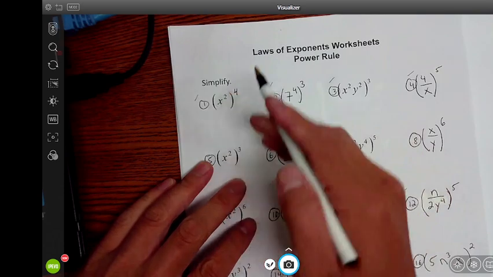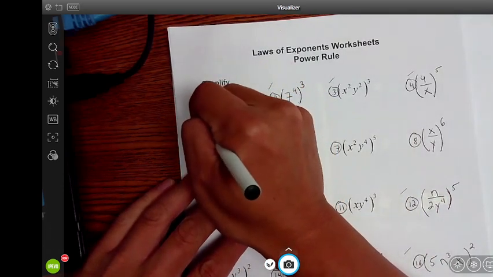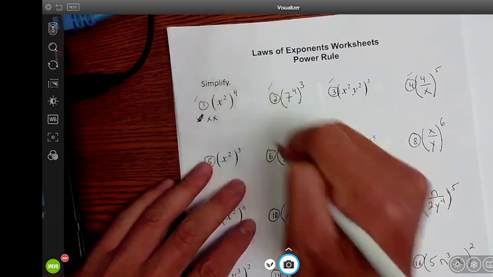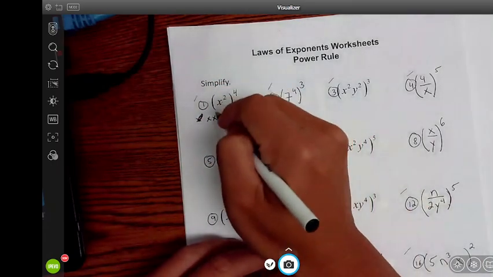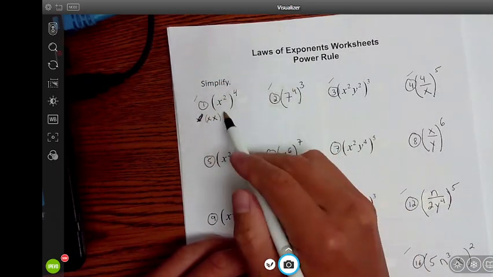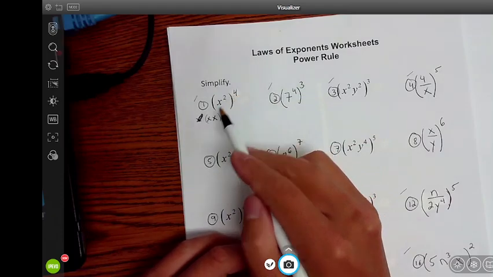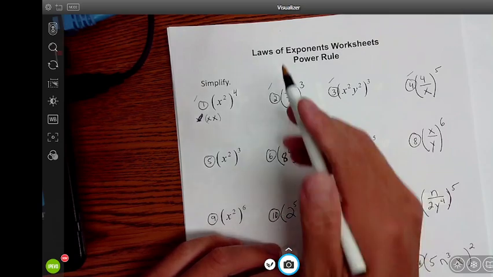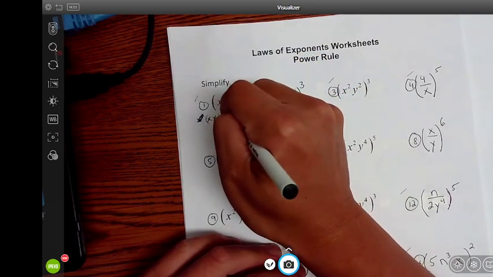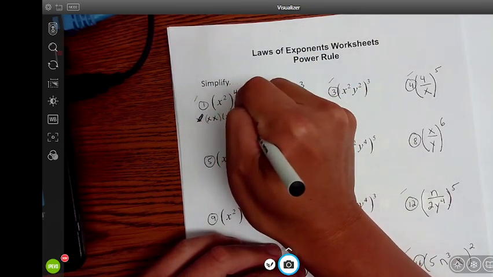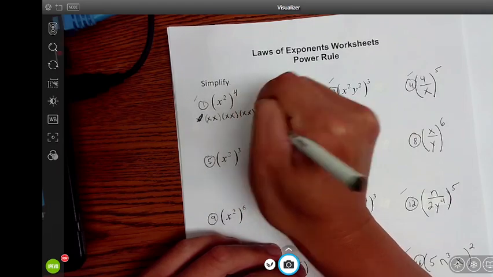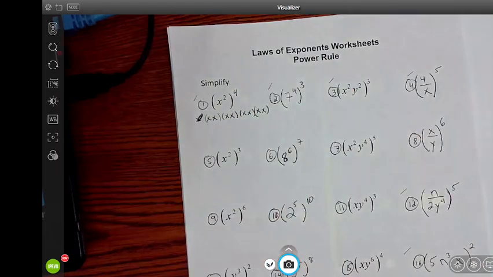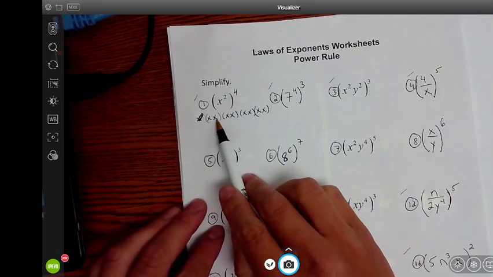So we have x squared. Sorry, x squared. There's x times x. Now, we have that x squared to the fourth power, so that x squared is being multiplied by itself 4 times. So there's x squared times x squared times x squared times x squared. Now you're just multiplying all these x's together.